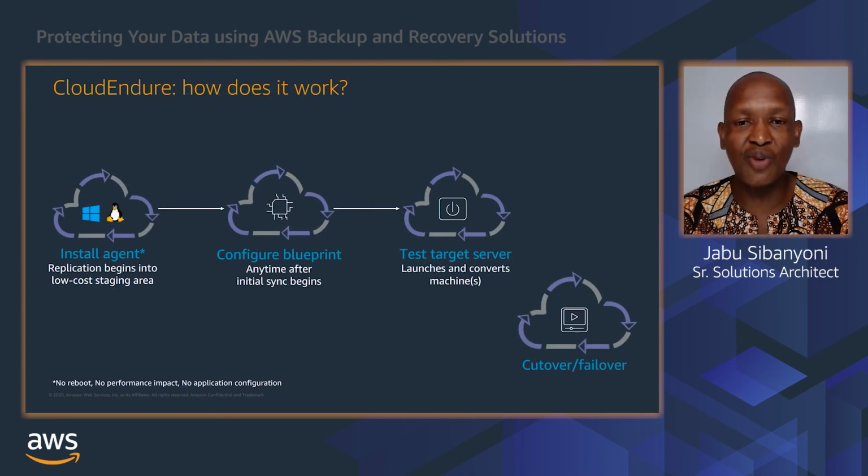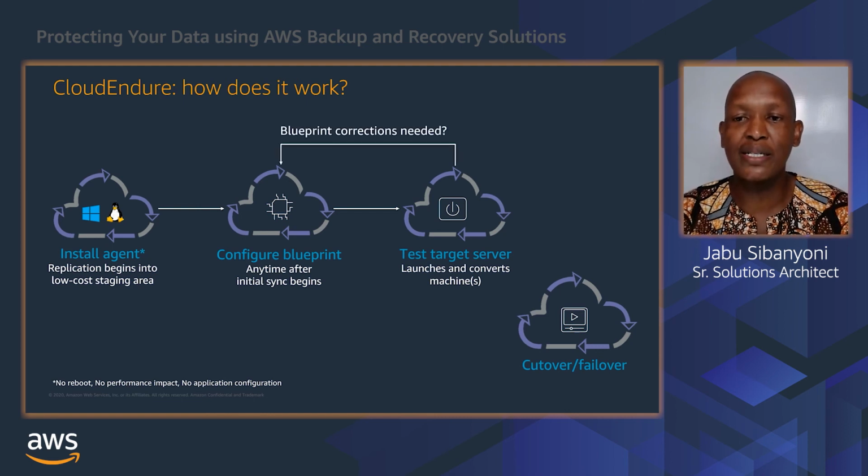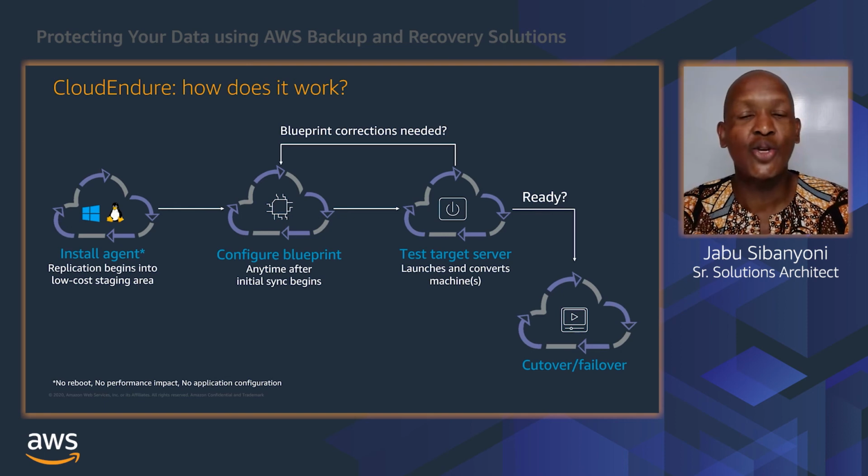So let's look at how it works. You first install an agent. Once you have installed the agent, then the replication begins. You then set up a blueprint, for which we also provide you with a test server where you can continuously test and make corrections to your blueprint. So when you are ready, you are able to then cut over into AWS environment.